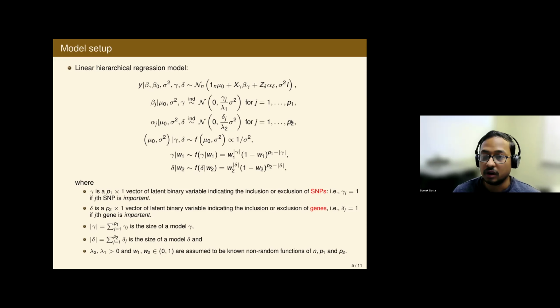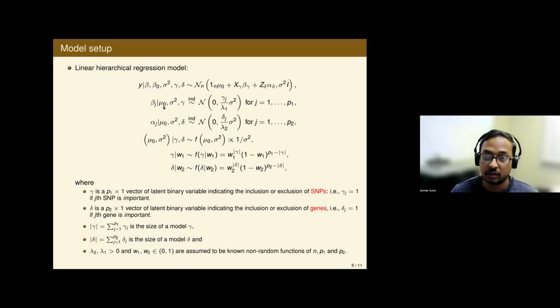The generative model is given by this first line. If you give me a combination of gamma and delta, that is, if you say which SNPs could be important and which genes could be important, we would say that the response y is a Gaussian random variable, whose mean depends only on those SNP markers and only on those genes that gamma and delta say should be important.